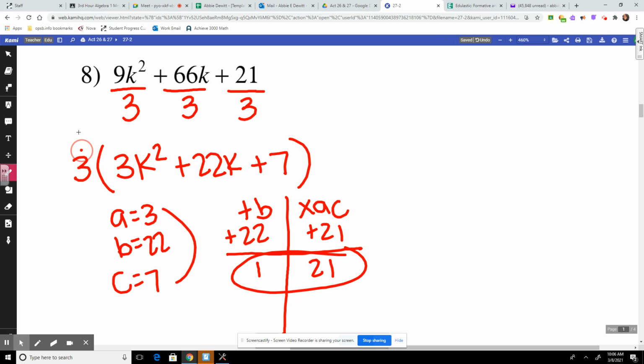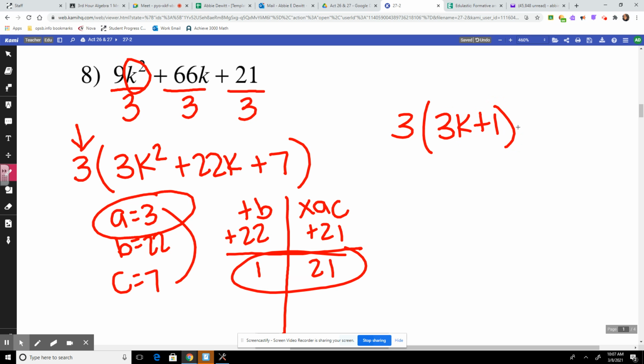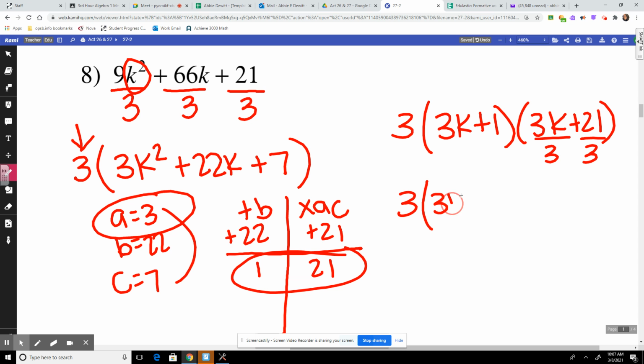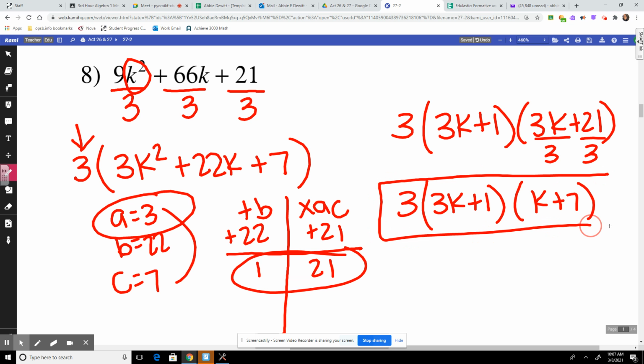So your answer, you cannot forget about your GCF. You've got to write your GCF in your answer. 3, and then A, 3, variable k. So 3k plus 1, and 3k plus 21. Divide each of these terms by 3. So your final answer ends up being the GCF, my first binomial, 3k plus 1, and k plus 7. That is your final answer for number 8.